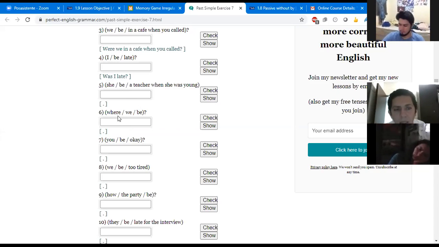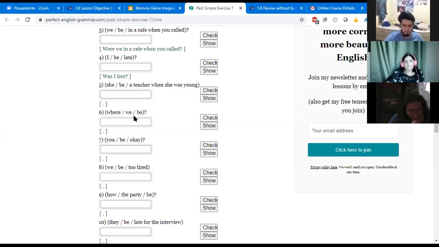Number six. Is it the answer or the question? It's a question. You put this question in the correct order. Where we be? What is the correct form in past tense? This is incorrect. How do we put this in the correct order with the correct form of the verb? Where were we? Exactly. Okay. Watch out with the microphone. Turn off your mic.